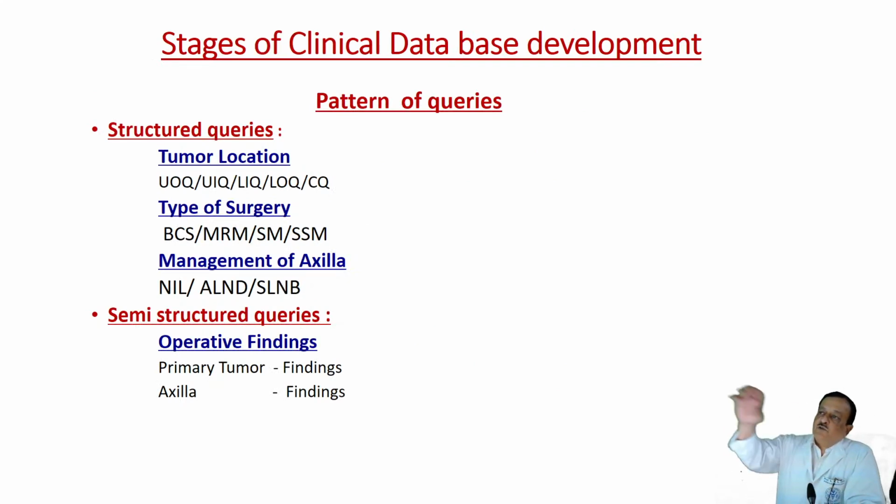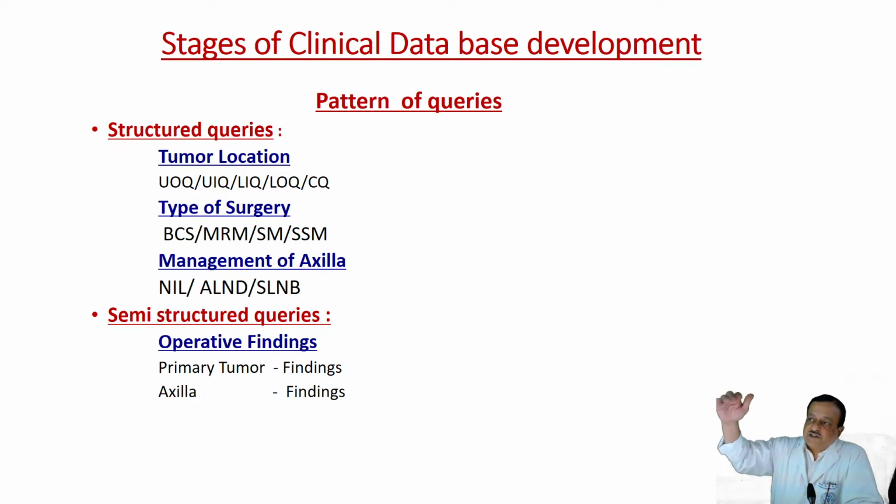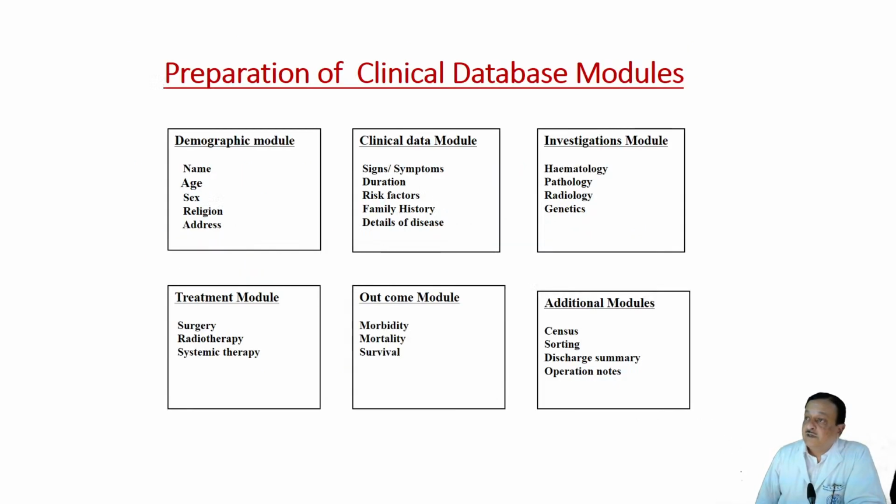Suppose for a breast cancer, you want to capture the location of the tumor, type of surgery. You should be able to code these procedures, which location 1, 2, 3, 4, 5. So the user does not have to spend time writing anything. He needs to just click the option. Similarly, for surgeries, you have breast conservation, mastectomy, similar. So you need to structure this in a standard fashion. The majority of the queries should be structured. They should be user friendly, drop down menus, so that you should not take more than 5 minutes at a particular point of data entry. And this data should be readily analyzable using any software like SPSS or any survival analysis. We should be able to transfer the data.